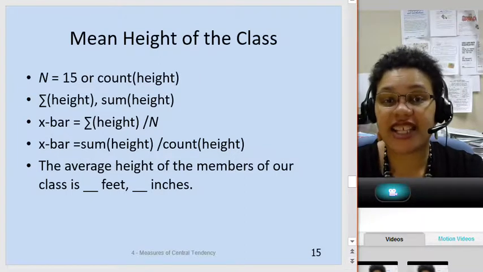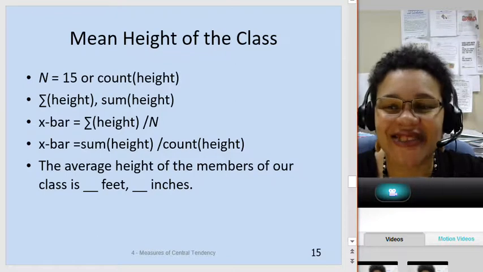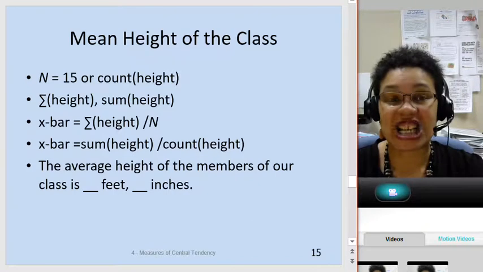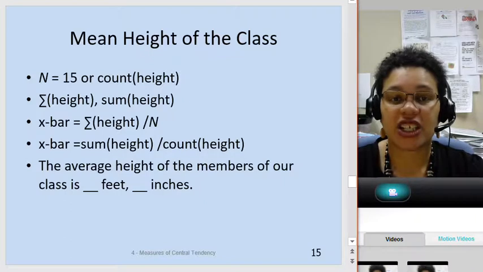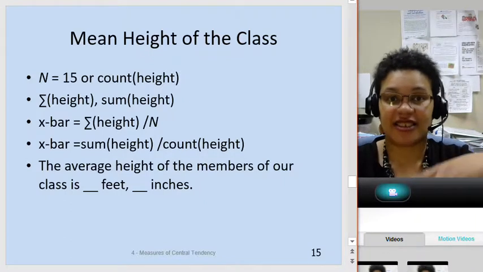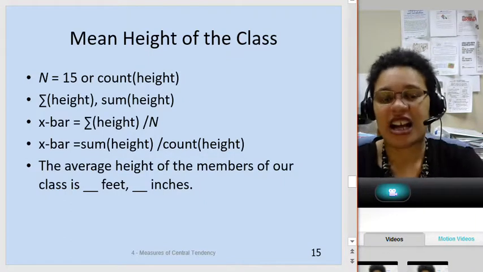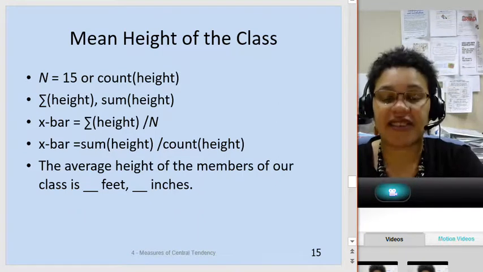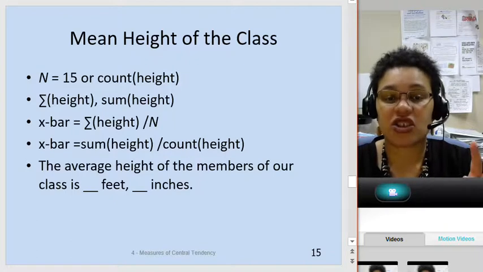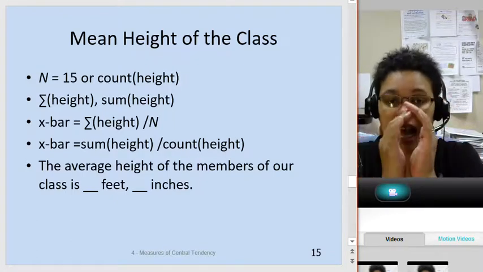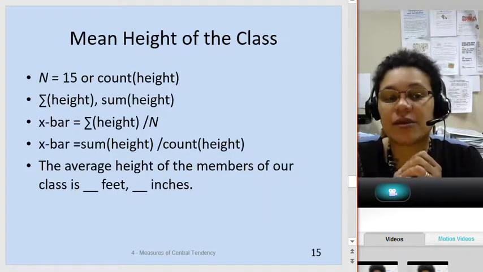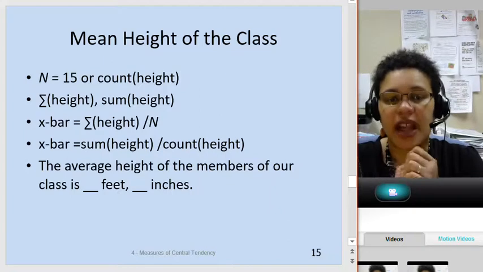So if I wanted to figure out the mean height of our class, or the average height of our class, let's say there are 15 students in our class. If I surveyed you all, and I have the list right in Excel, I can do count of height, count whatever's in that height column. Sum whatever's in that column, and then do my formula.